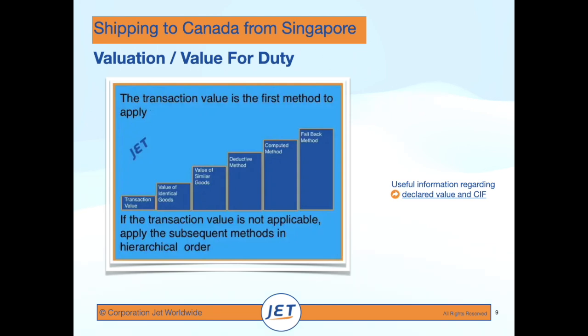In some cases, there is no direct transaction, such as sending samples, warranty parts, or transfers between related entities. Visit our blog on declared value for additional information.